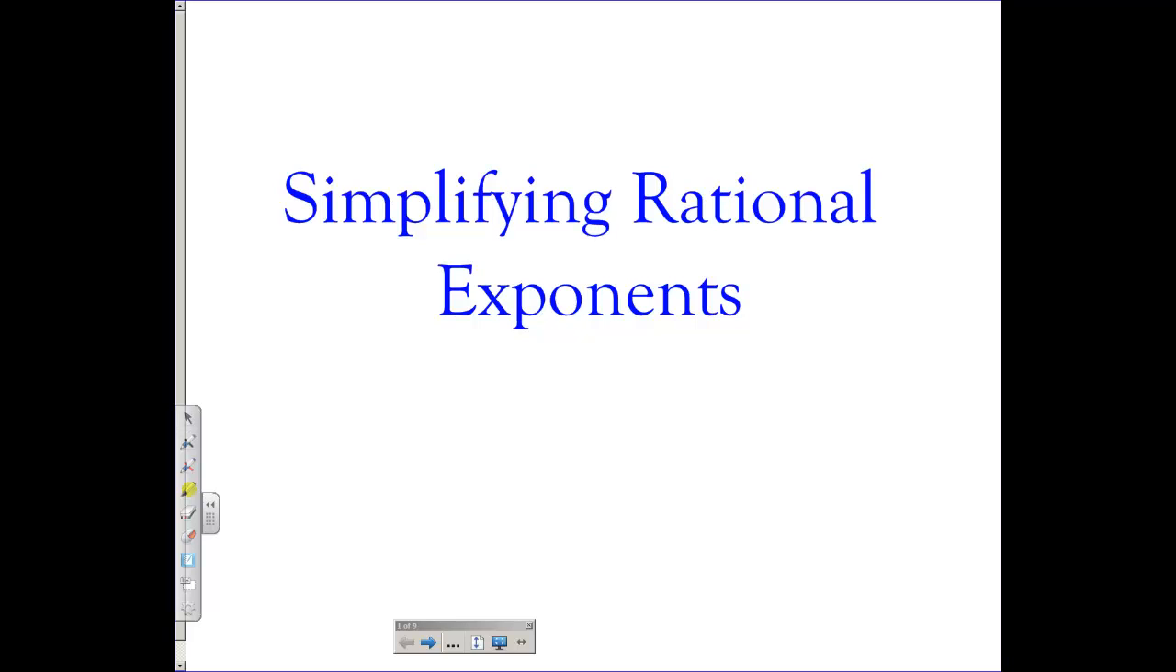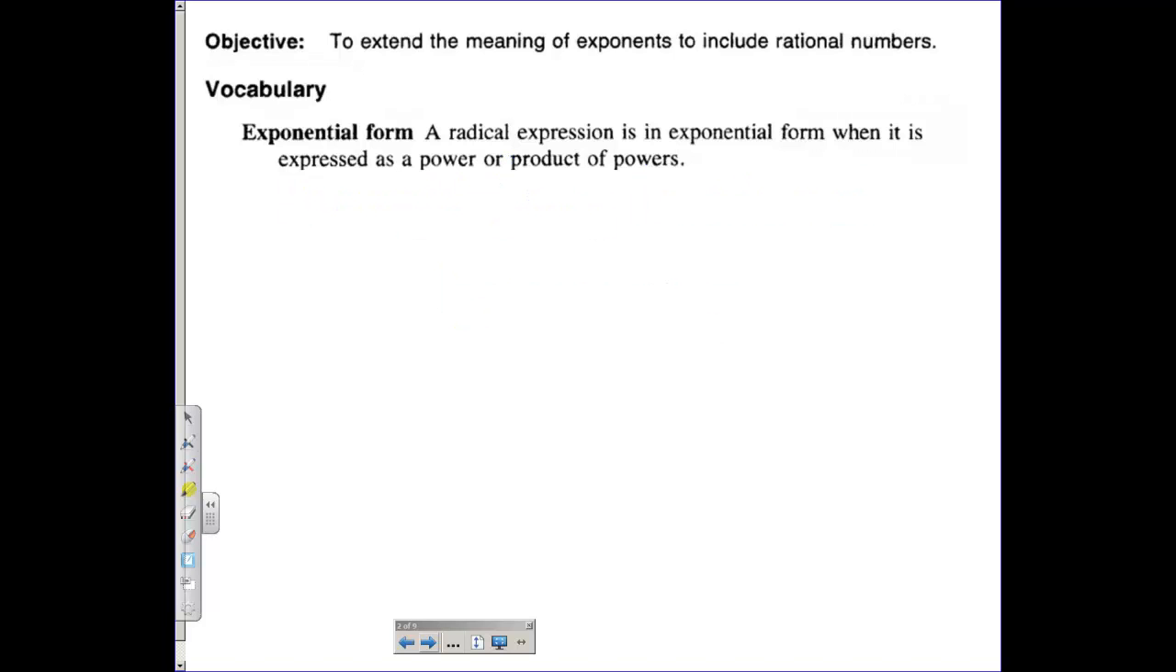Hello and welcome back. In this video we're going to show you how to simplify rational exponents and how they're used with algebraic expressions. We have an objective. We're going to extend the meaning of exponents to include rational numbers, and a piece of vocabulary here, exponential form. A radical expression is in exponential form when it is expressed as a power or the product of powers.